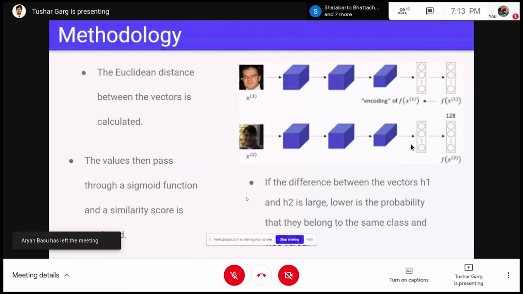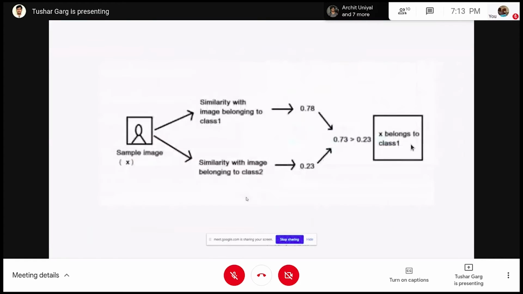Now, if the difference between h1 and h2 is large, where difference means how many features are the same or how many features are different, then if the features are different and the difference is large, we say the probability that they belong to the same class is very low. And if the difference between the two vectors is small, then we say the probability that they belong to the same class is high.